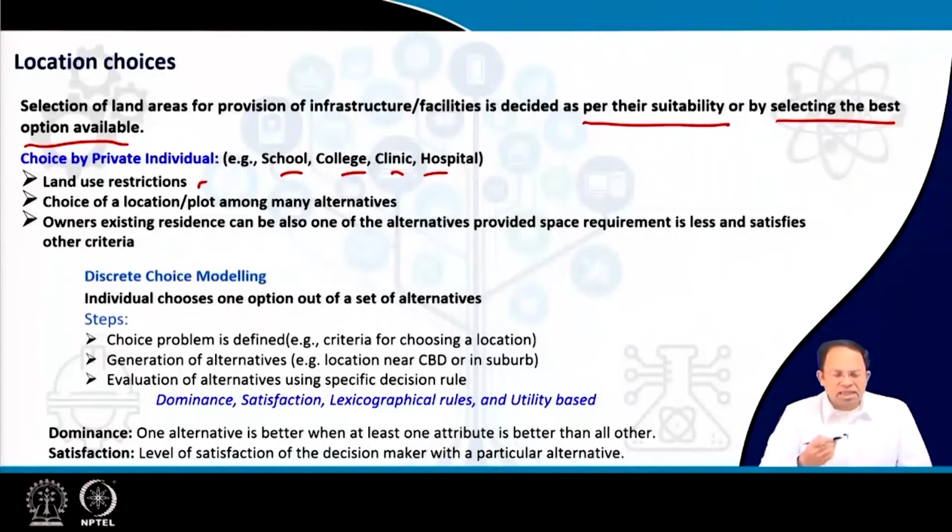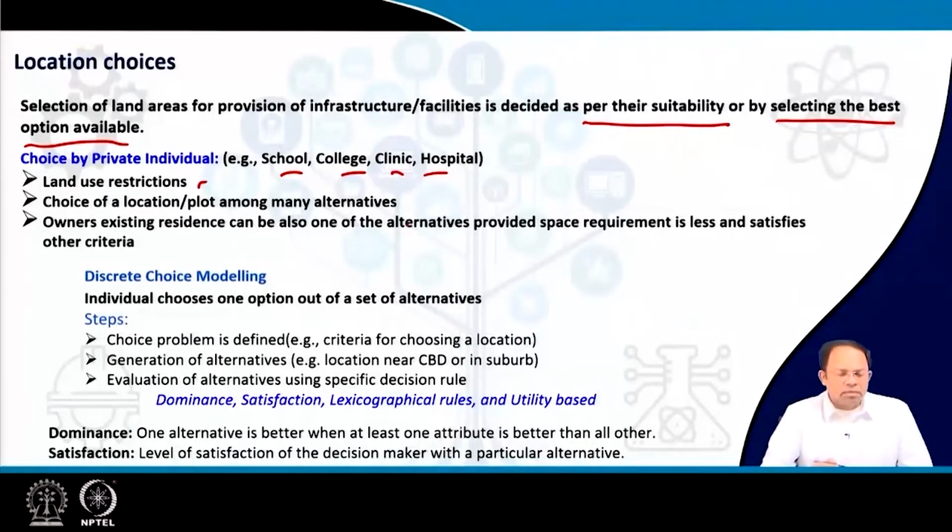But after that, still I have to choose the exact location or the exact plot where I would put up this particular facility. So choice of a location among many alternatives. Why? Because I have got many plots to choose from and I have to choose which one is the best option for this particular facility. And this decision is taken by an individual entrepreneur or an individual person who is setting up this particular facility.